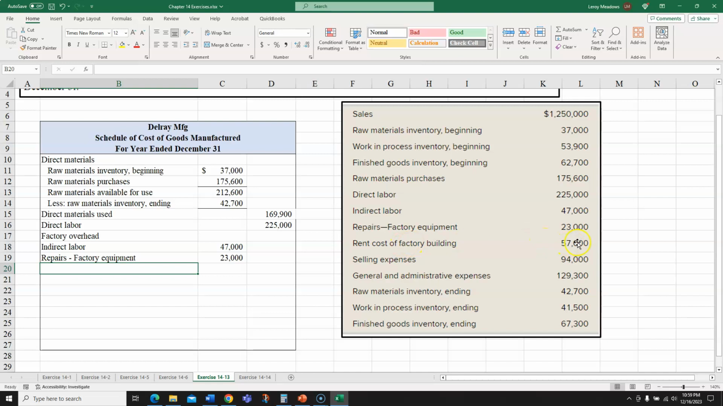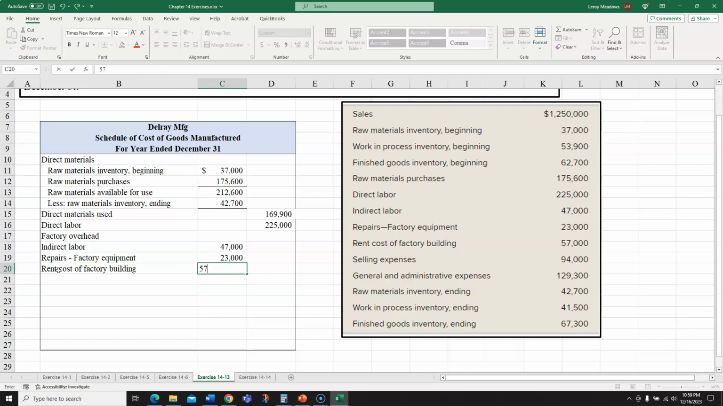Then what else do I have here? Rent cost of the factory building. So I'm going to add in my rent cost of factory building. And that was how much? $57,000. As I see right there. What other overhead do I have? That is, let's see, selling expenses, that's an administrative expense. That's a period expense. This is a period expense. And we accounted for all those.